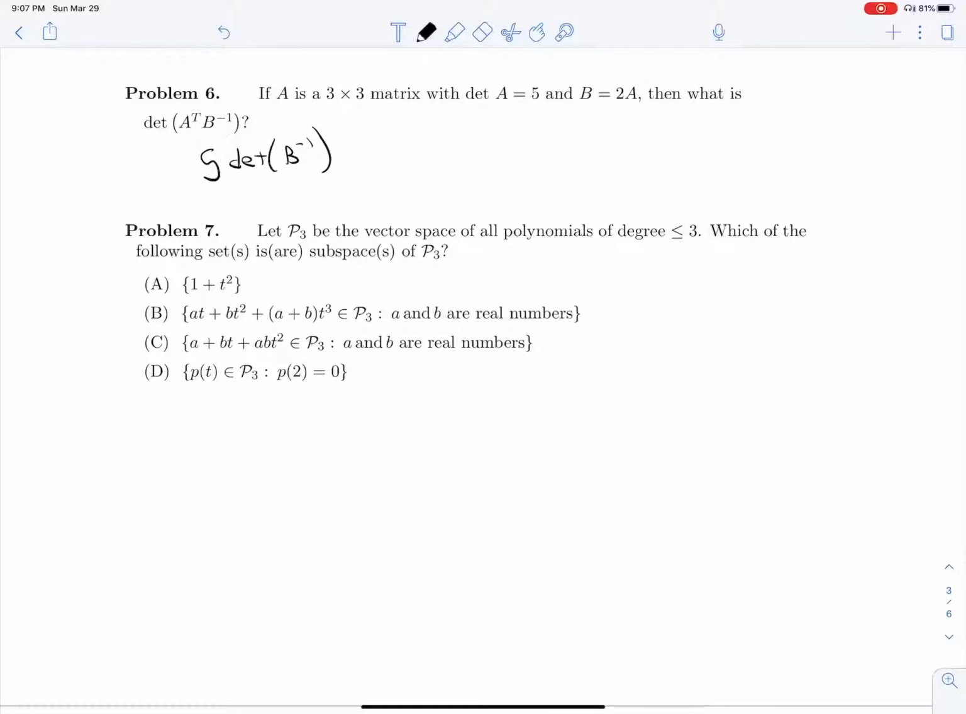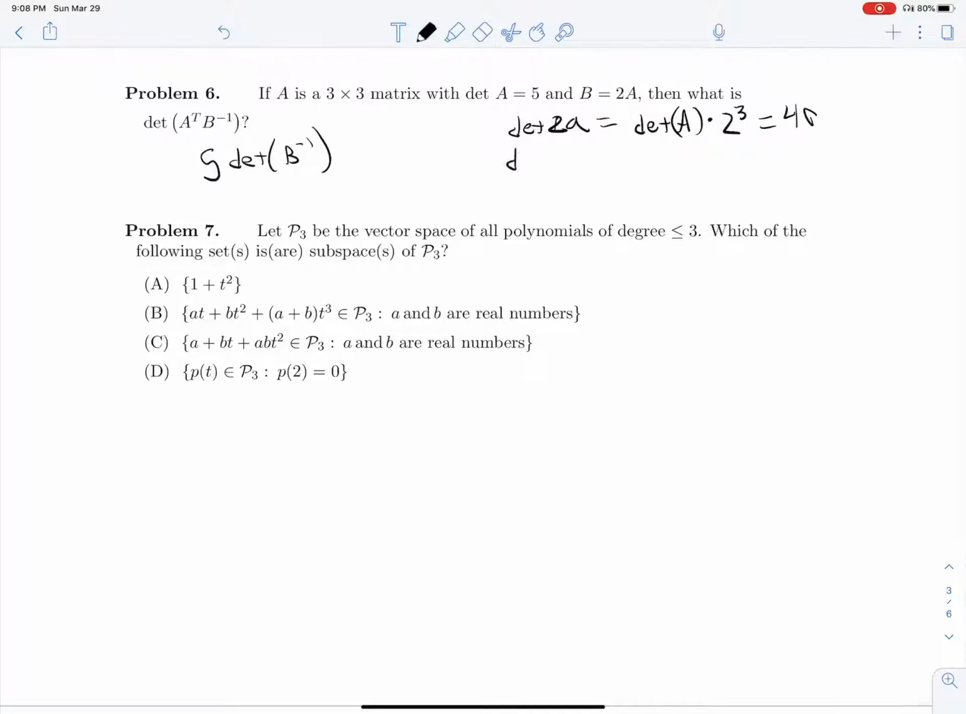And so the determinant of 2A is going to be the determinant of A multiplied by 2 raised to the dimension of the matrix, which is 3, because we're doing it once for every row or every column that the matrix has. So this will be 8 times the determinant of A, which is 40.